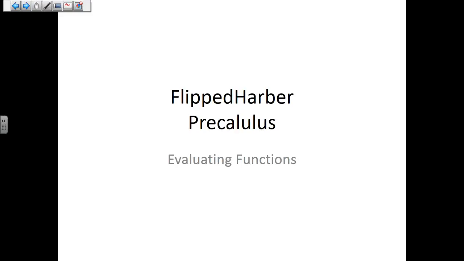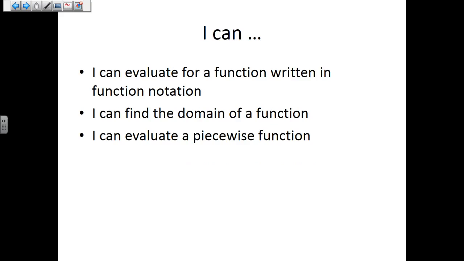In this video we're going to be talking about evaluating functions. So here's our list of I can statements for this video. I can evaluate for a function written in function notation. Now we're going to have to talk about what function notation is. I can find the domain of a function, and I can evaluate a piecewise function.